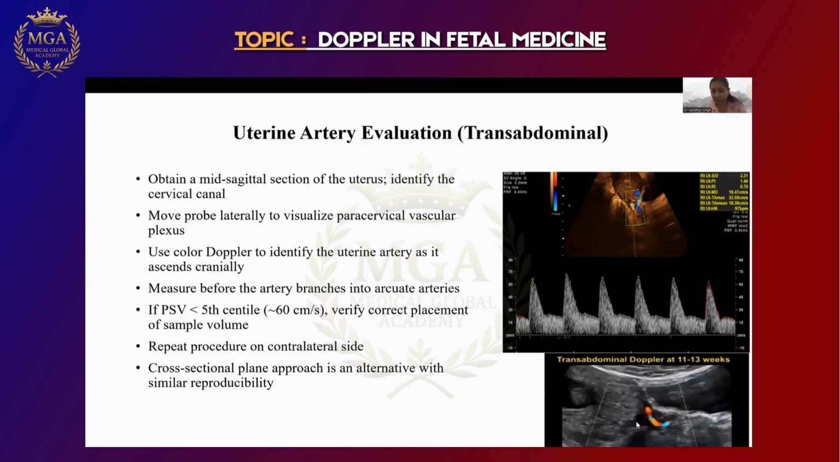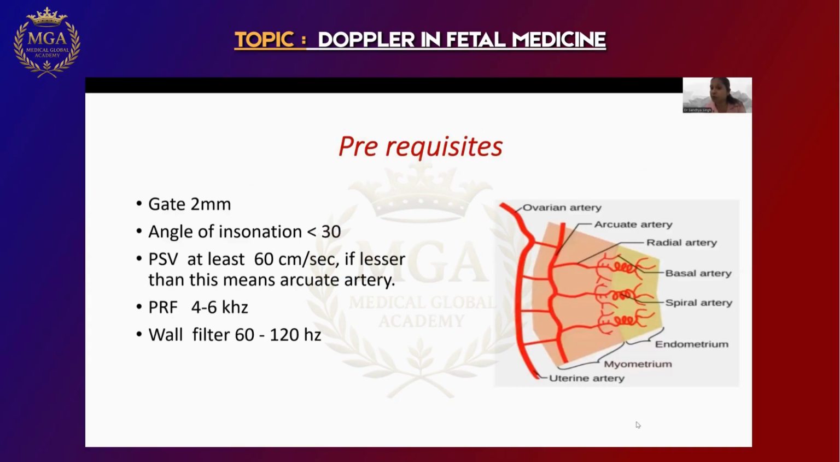Now, having said that, there are a few prerequisites. Prerequisites means how will you know whether you are measuring the uterine artery or branches of the uterine? The uterine has so many branches: arcuate, basal, and spiral, as you all know. When you put the pulse wave gate over there after the color box, the gate should be 2 mm first. The angle of inclination should be as close to 0 degrees, because if the angle increases, the flow will decrease. Third important point: the peak systolic velocity should be more than 60 for you to call it a uterine artery. If it is less than 60, maybe you are measuring some branch.